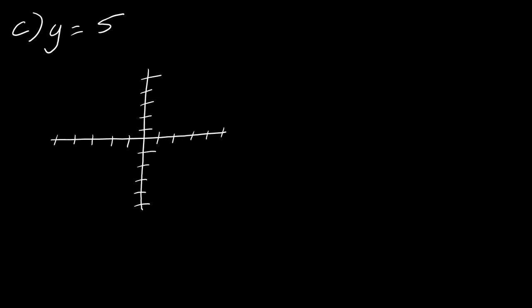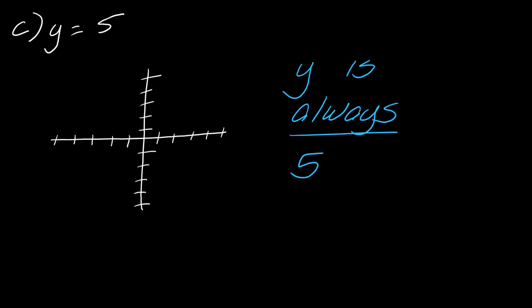Okay, so for the next one, I have y equals 5. What this is saying is that y is always 5. That's what this means, right? It doesn't matter what the x coordinate is, the y coordinate will always be 5. So here's 1, 2, 3, 4, 5. Here's my y equals 5. So at x equals 0, y will equal 5. At x equals 1, y will equal 5. At x equals 2, y will equal 5. So this is just a horizontal line.